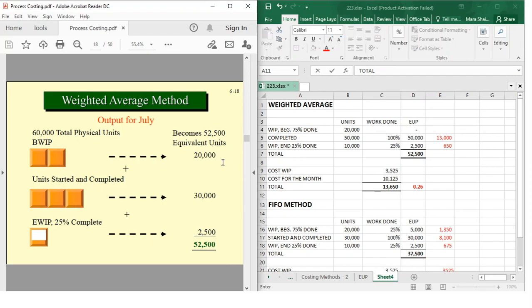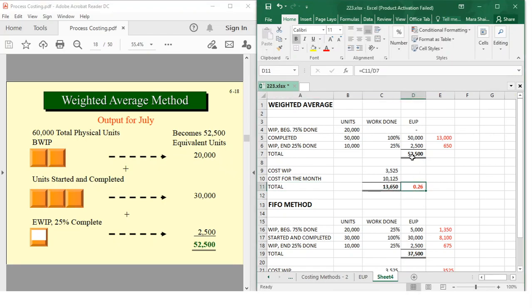To get your unit cost, you divide your total cost, which is 13,650, by your EUP. So, that is your weighted average. Again, here it is just shown clearly in figures.